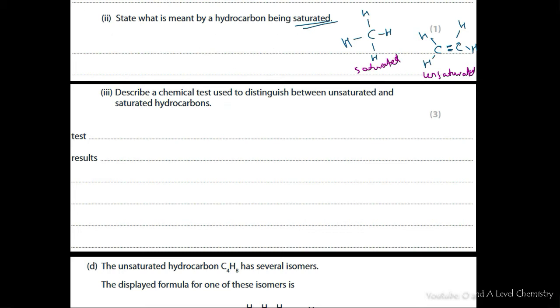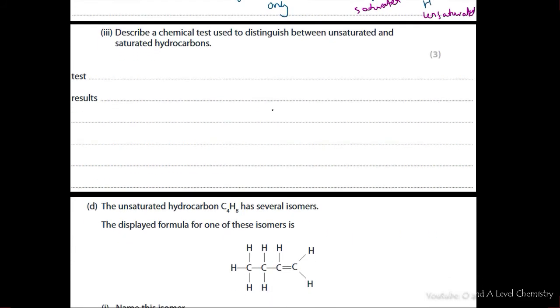So what do we mean by hydrocarbon being saturated? It means that the hydrocarbon contains carbon-carbon single bonds only. Because you cannot have anywhere where it has carbon-carbon double bonds.